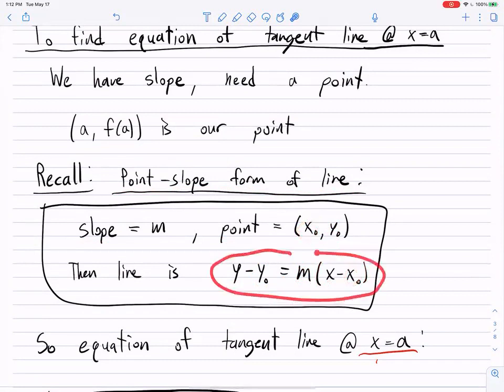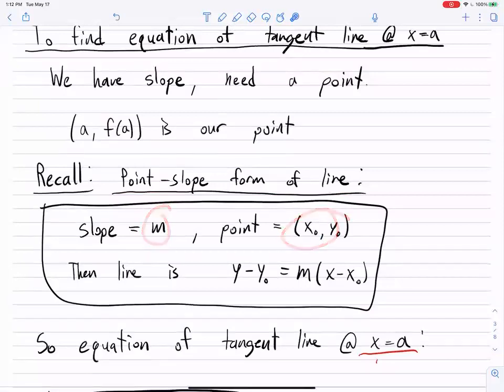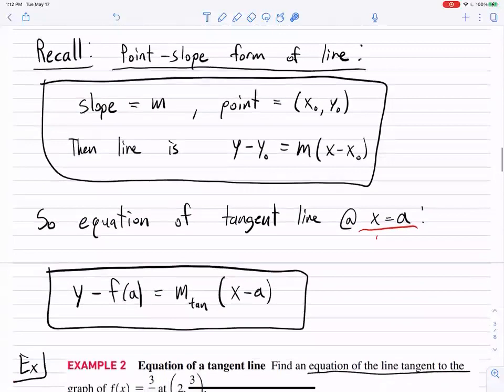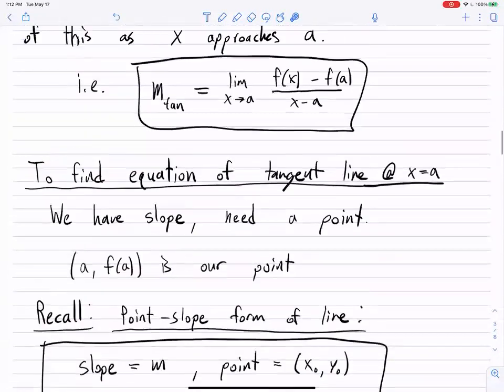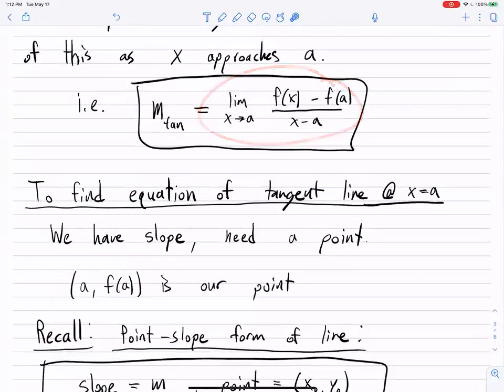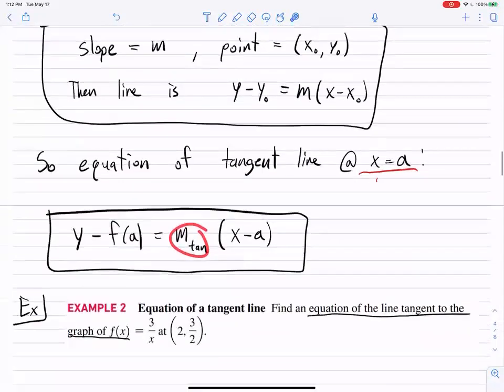This is the easiest way to get the equation of a line from a slope and a point. And so that means we can find the equation of a tangent line very easily. The equation of a tangent line at x equals a is just y minus the y value, which is f of a, set equal to the slope of the tangent line times x minus a, where the slope of the tangent line is the limit of that. Let's put all this together and do an example.